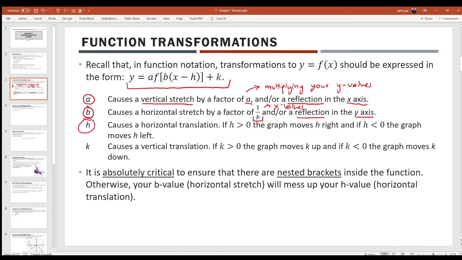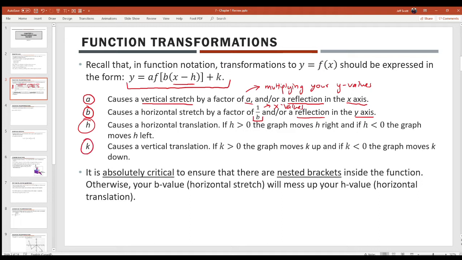Now the h is basically just how much you're moving left or right. If h is greater than 0, the graph is going to be moving h units to the right, and if h is less than 0, the graph will move h units to the left. This can be a little bit confusing because remember, inside the standard function notation, we have x minus h. So if you have something like x minus positive 4, that would mean you're actually moving to the right by 4. Whereas if it said x plus 2 inside the function notation, remember x plus 2 is actually the same thing as saying x minus negative 2. So you'd be moving 2 units to the left instead.